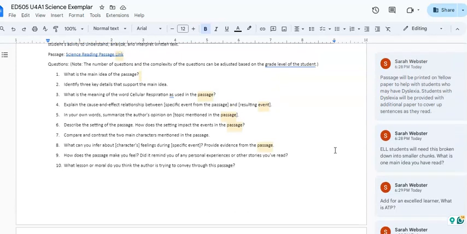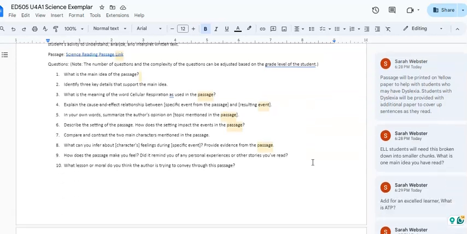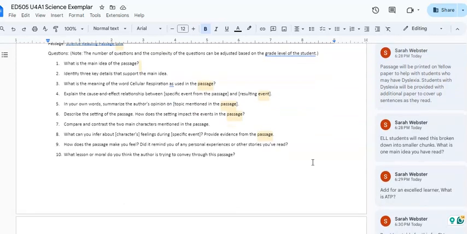your students' needs. So for example, I will make sure that the science passage is printed on yellow paper to help any students that may have dyslexia, and also provide students with additional paper to cover up the lines when reading if they have dyslexia. ELL students will need these pieces broken down into smaller chunks. So instead of saying what is the main idea, I might ask for one main idea.